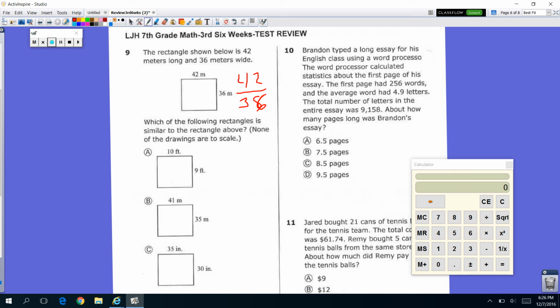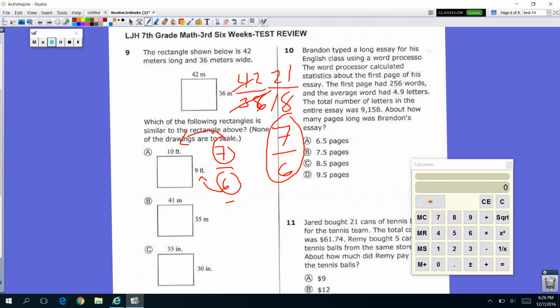So that 42, if I divide it by 2, that's 21. If I divide this by 2, that'll be 18. Now they're multiples of 3, so I can divide it by 3 and end up with 7/6. So here's the ratio I want to match. So I'm going to try to match it to A. 7/6. Well, they're not equivalent ratios.